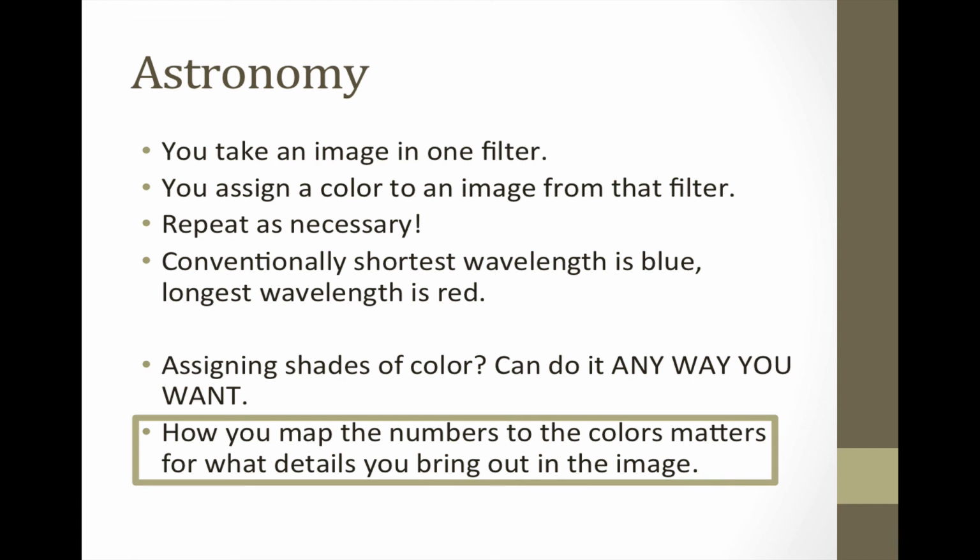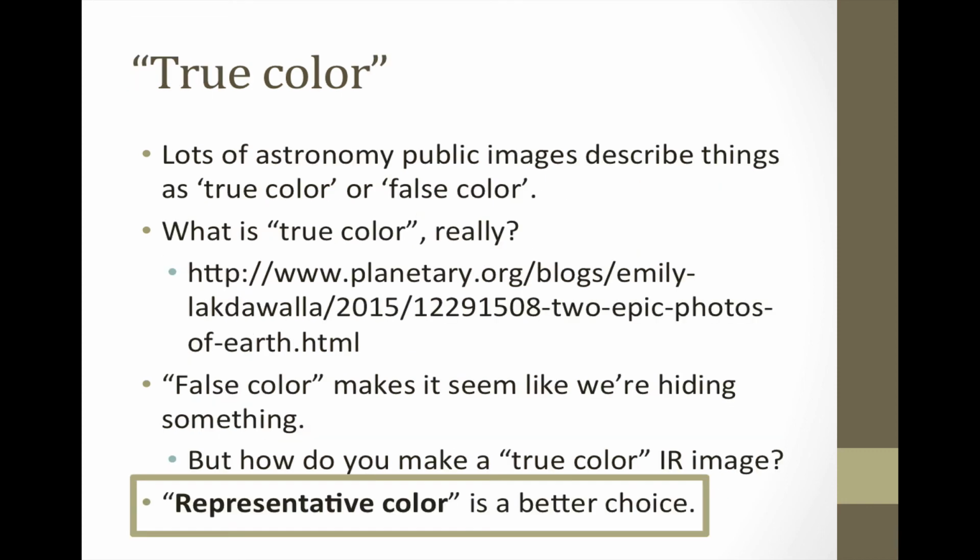So you get to pick not only how you map the colors to the numbers and how you describe that stretch, how you turn those numbers into colors, but you also get to pick exactly what colors they map to. And how you do that depends on what details you want to bring out in the image. Maybe you're interested in the faint stuff around the edges of a galaxy. Maybe you're interested in the very bright core. You might use very different stretches depending on what you're looking for.